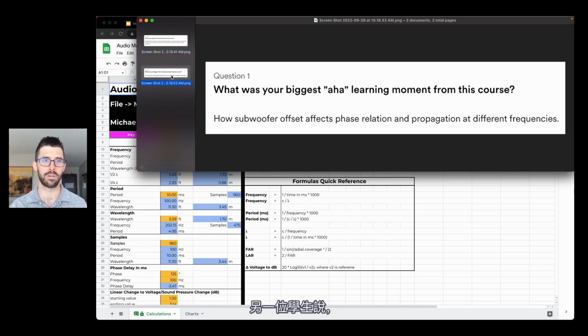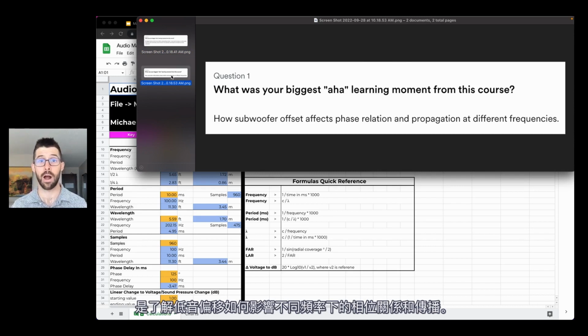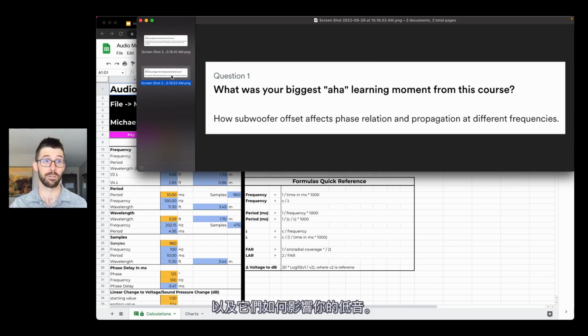And then another student said their biggest aha learning moment was how subwoofer offset affects phase relation and propagation at different frequencies. So that's exactly what we're going to unpack today. Some phase basics and how does that affect your subwoofers.